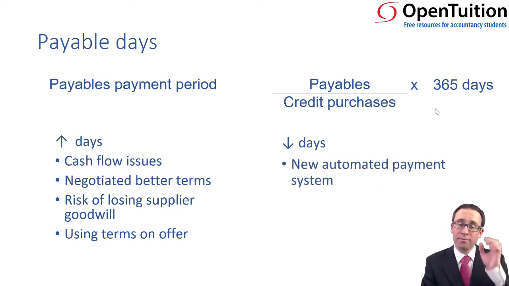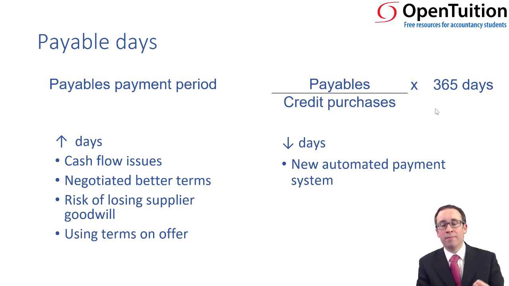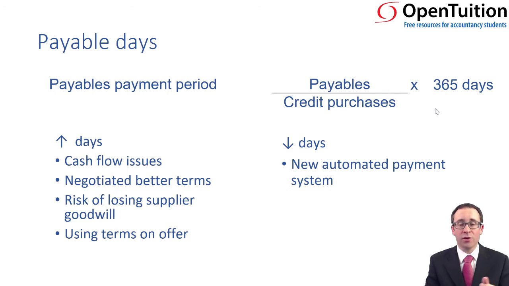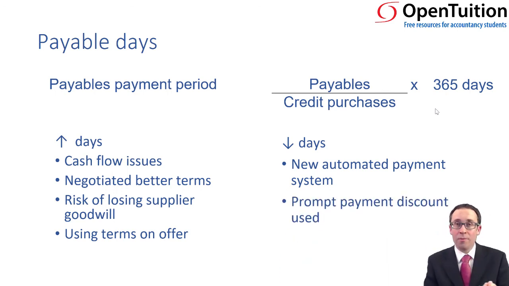Reduction in number of days. Maybe you've had payment issues in the past, so you've implemented a new automated payment system, which pays things that little bit quicker and on time. So not so great from a cash flow perspective, but good in terms of keeping your supplier happy. And it could be that you've taken advantage of prompt payment discounts. You've been told that if you pay quicker, you pay less. So by paying less and paying quicker, the days have decreased.